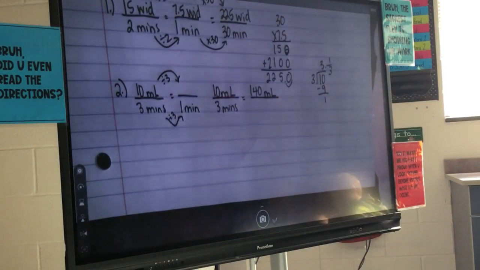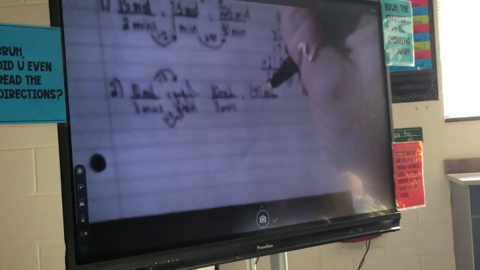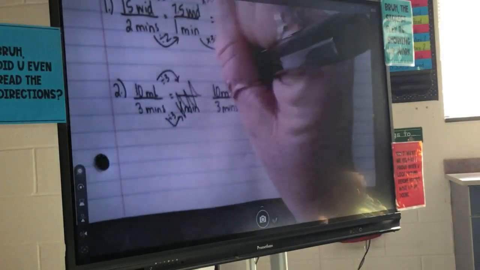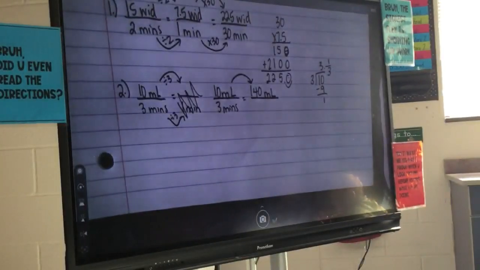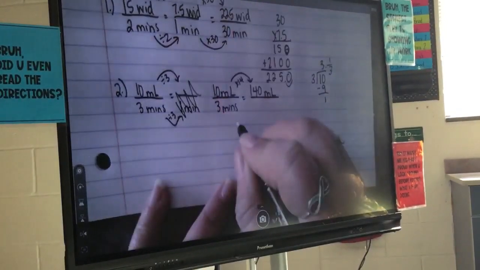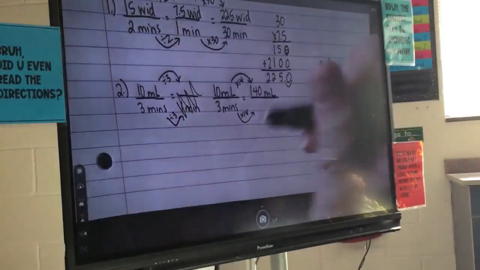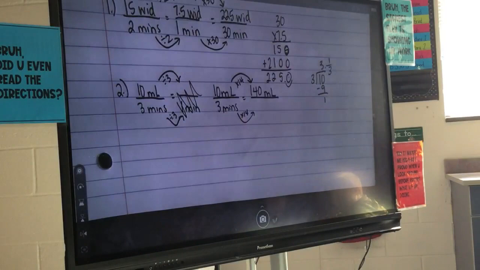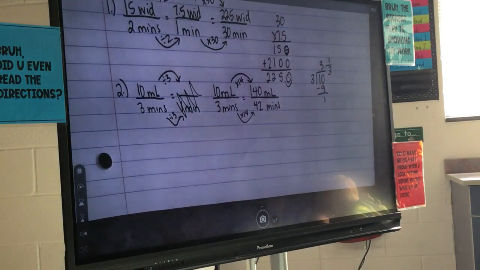So this is where sometimes finding the unit rate is not always going to be the easiest. Because with 10 and 140, those are pretty easy numbers, right? What do we multiply 10 by to get 140? Sincere? 14. Whoever's doing whatever you're doing, stop. All right, so what is 14 times 3? What does that give me? Silas H. 42. So it takes 42 minutes to get 140 milliliters.